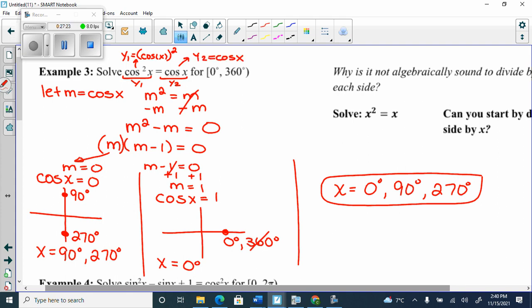So type those in. y1 is cos x all squared. And then y2 is cos x. What mode do I need to be in? Degree. Can I go zoom trig? Sure. But what do I need to restrict my domain to be? 0 to 360. This one is restricted to 0 to 360, so you might as well make it be what it's restricted to. Then your answer should match, right? You should get the exact same ones.